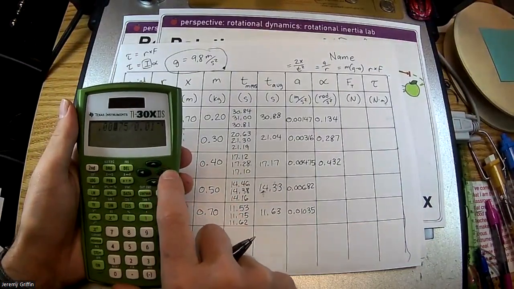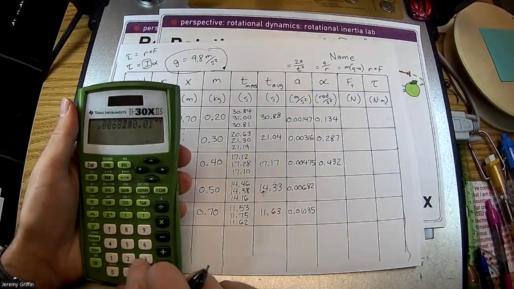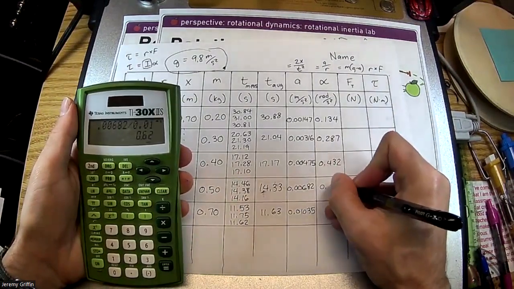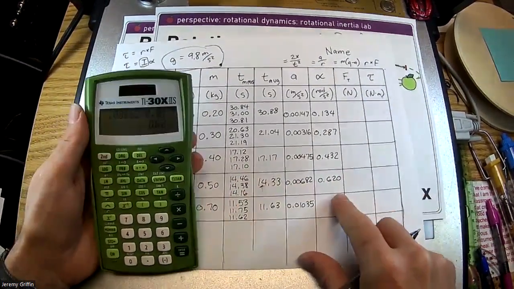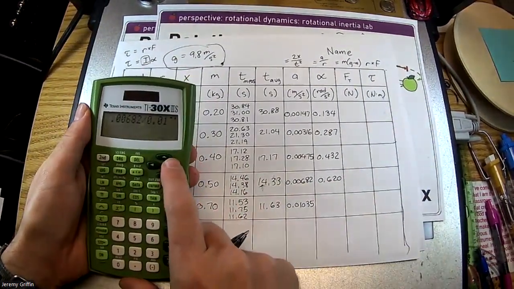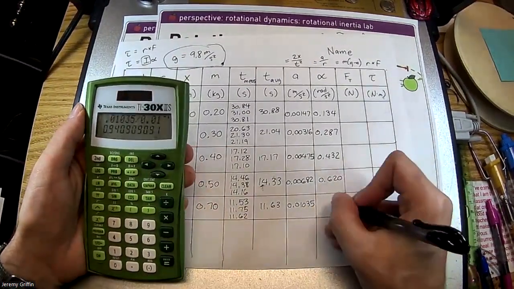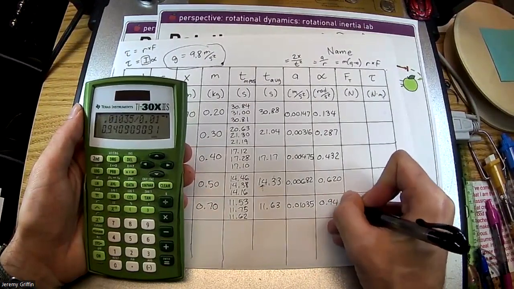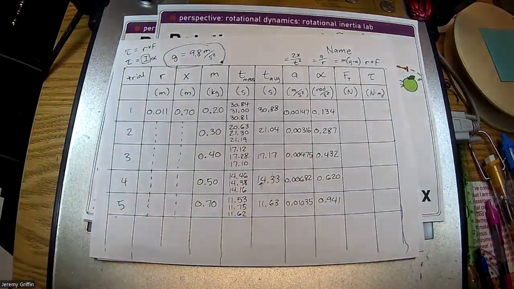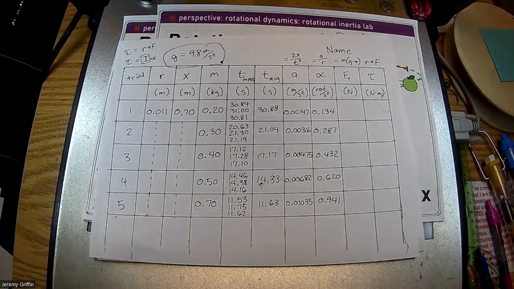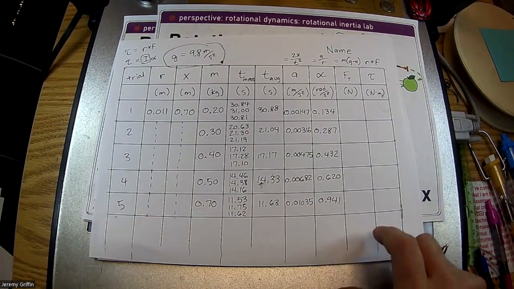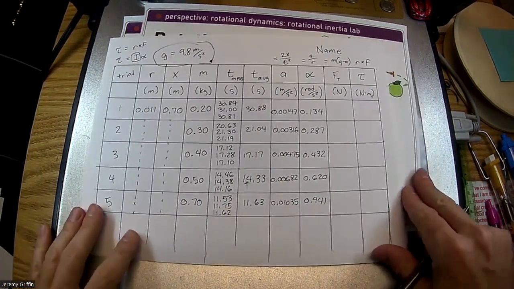Next one, 0.620 radians per second squared. And last one, 0.941 radians per second squared. That's quite a bit of precision, but I guess better too much precision than not enough. So we're all right. Okay.